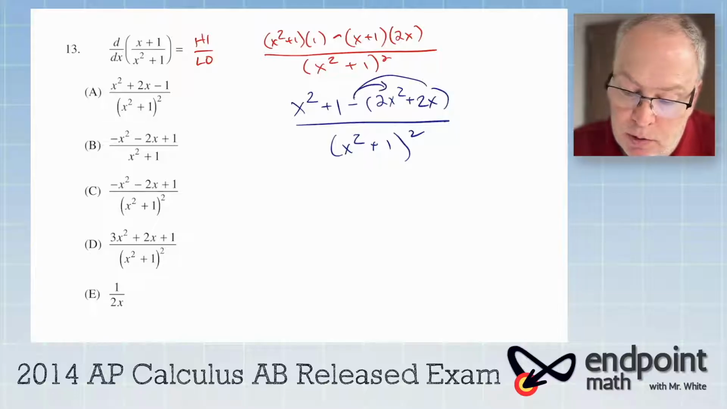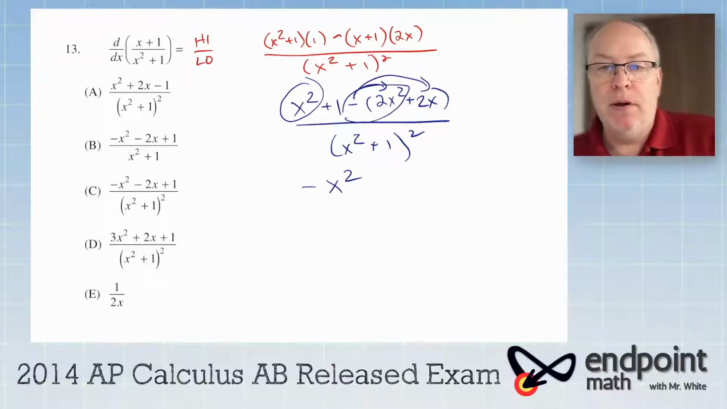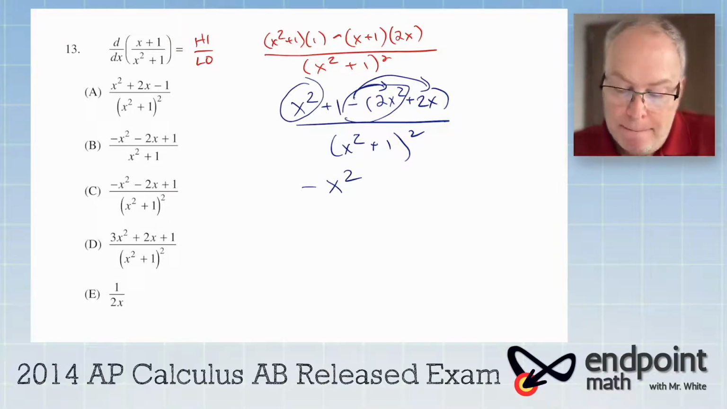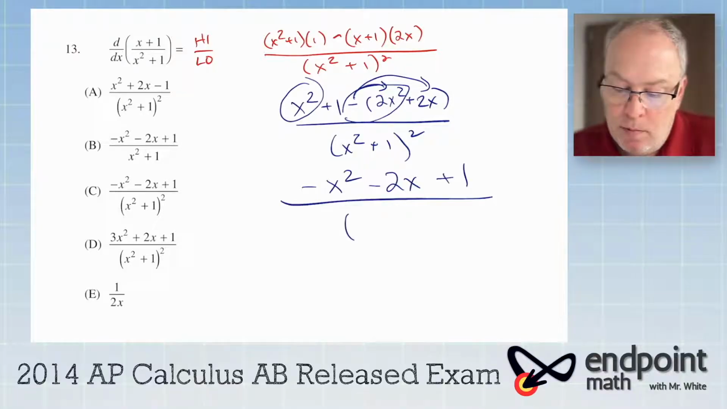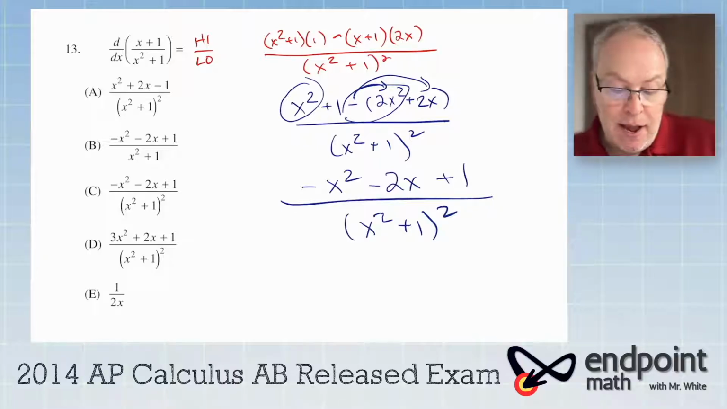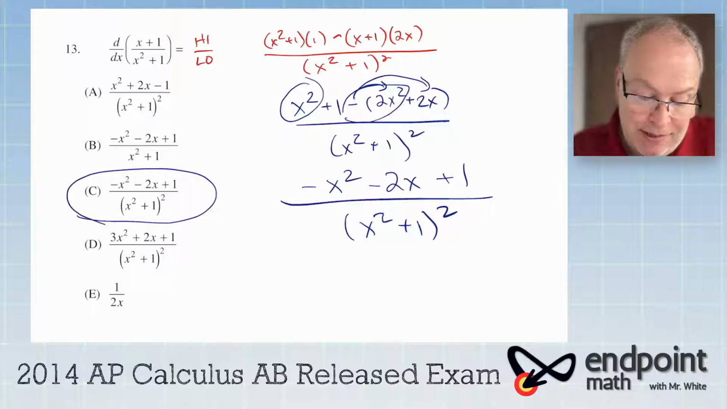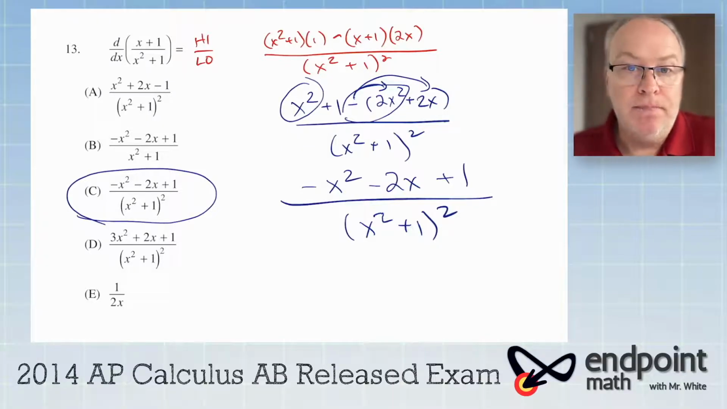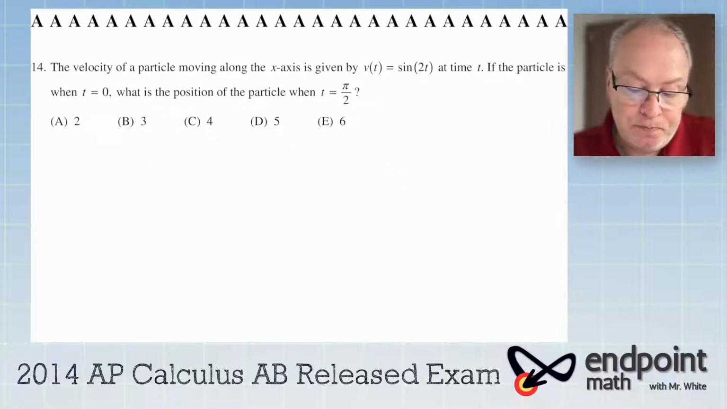We distribute this and we get negative x squared when you combine them. So I am kind of skipping a step here. Negative x squared minus 2x plus 1, if I put it in standard form, all over x squared plus 1, all squared. And I think that answer is there, isn't it? You see it? It looks like it's C. C. All right. We've got a few more problems lined up here.